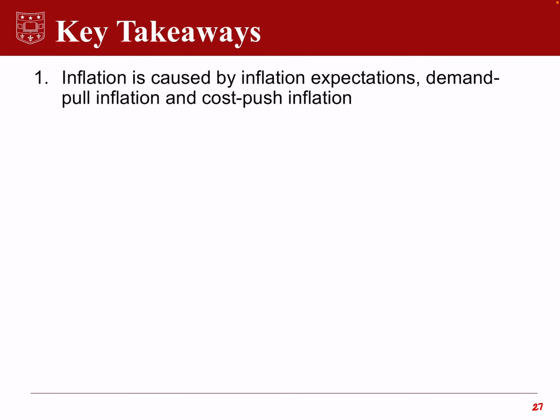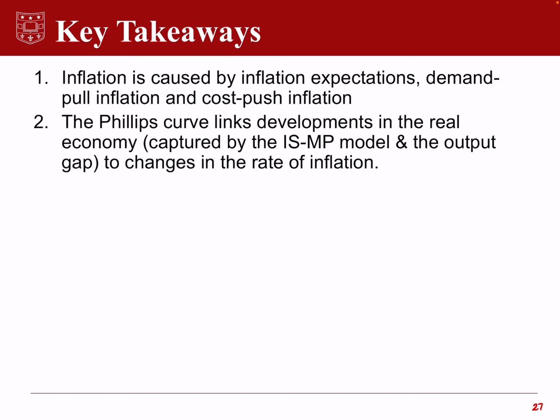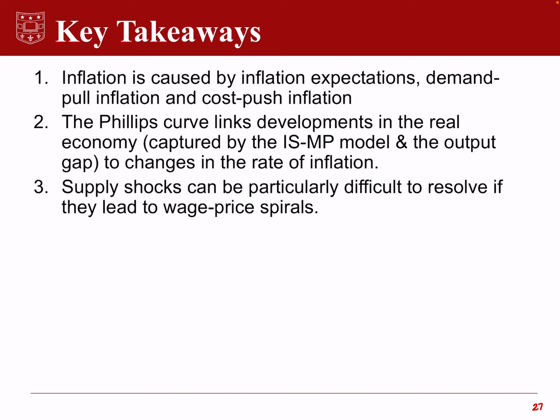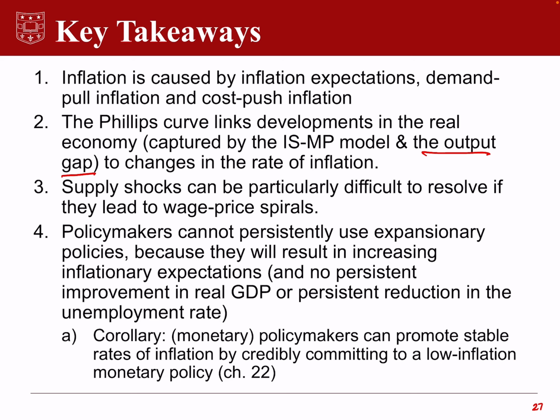So, what are the key takeaways? Inflation is caused by inflation expectations, by demand pull inflation, and by cost push inflation. The Phillips curve is the way in which we're going to link developments in the real side of the economy, meaning what we talked about earlier with the IS-MP model and especially the output gap, to changes in the rate of inflation. Supply shocks can be particularly difficult to deal with as a practical matter if they lead in turn to wage and price spirals. And we don't have a menu of policy choices along a Phillips curve.